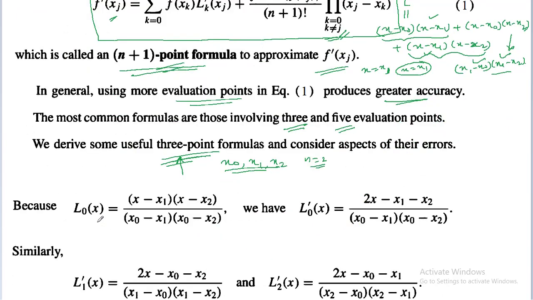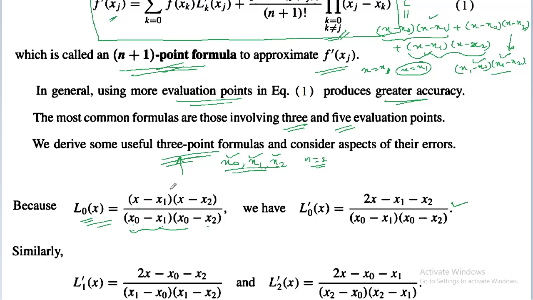Okay, now we have L0 of x, with the points x0, x1, x2. So we know L0 of x is equal to x minus x1 into x minus x2 divided by x0 minus x1 into x0 minus x2. So differentiating this with respect to x, the denominator is independent of x, because x0, x1, x2 are some particular points. So this is independent of x, so we can take it as a constant.